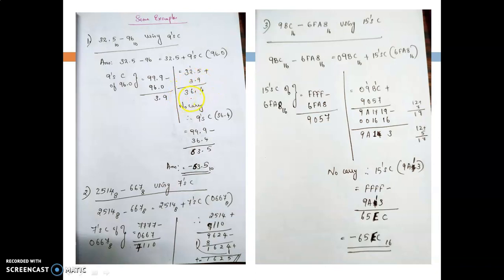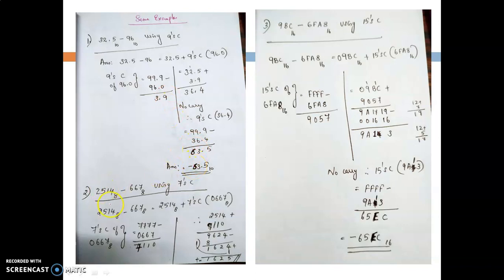So 36.4 is the 9's complement of a particular positive number, isn't it? So you need to find that number, because this is in 9's complement format. So you take the 9's complement of 36.4. How will you find it? 99.9 minus 36.4, which is 63.5. So the real result is minus 63.5. What is 32.5 minus 96? It is minus 63.5. Okay.